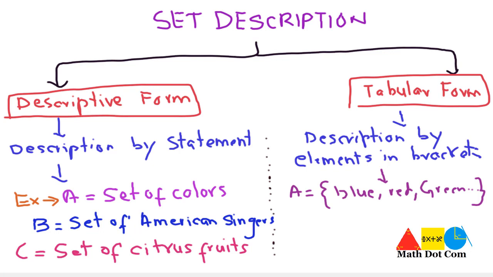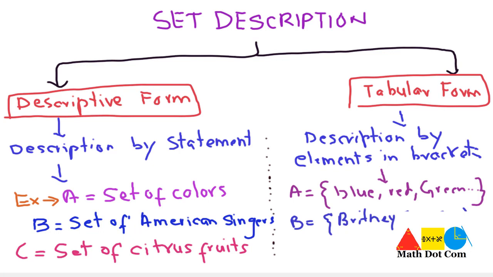Okay, then we can write B is equal to the set of American singers. B is equal to, let's say in general, Britney Spears, comma, and so on. You may write it by yourself, then the names of the singers.